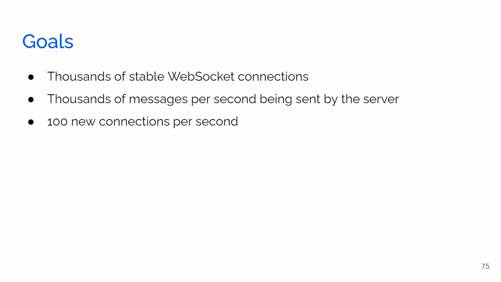To know if River could stand up to such conditions, we set some goal numbers. We wanted to have thousands of stable, concurrent open WebSocket connections, thousands of messages per second being sent by the server, and the ability to handle 100 new connections per second.